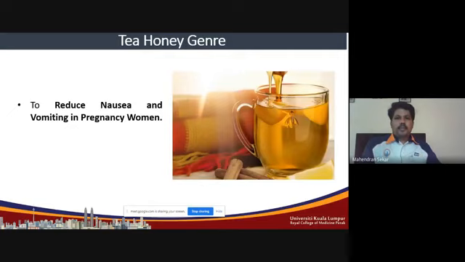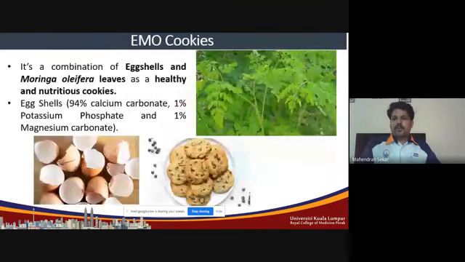And this is one of the famous products. Normally for pregnant women, vomiting is a very common symptom, so the doctors prescribe medicine to avoid nausea and vomiting. Here, this is one of the honeys, a variety obtained from Indonesia. It has been used to reduce nausea and vomiting.